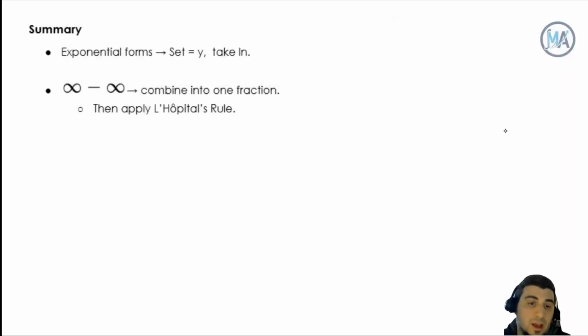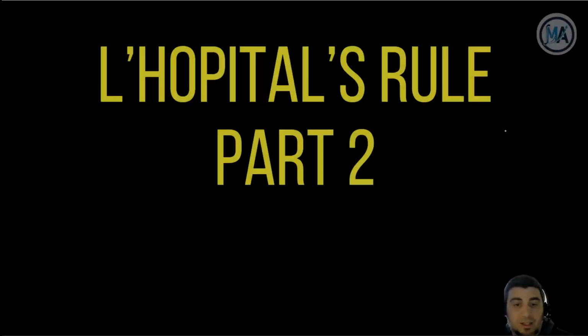All right, so in summary, exponential forms, you want to set the function equal to y, take the natural log, then apply L'Hopital's rule as necessary, then exponentiate your final answer. When you have a difference, you want to combine them into one fraction and apply L'Hopital's rule from that point as necessary. Well, that's it for L'Hopital's rule.